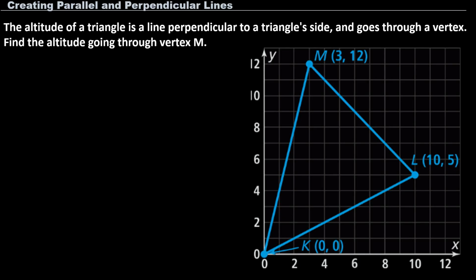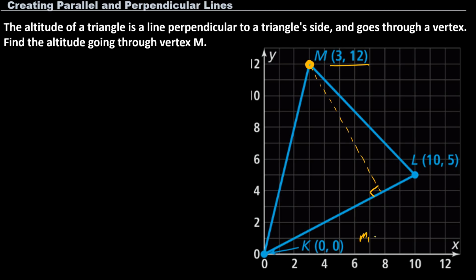And for our last problem, the altitude of a triangle is a line that is perpendicular to a triangle's side and goes through a vertex. We want to find the altitude that goes through M. So M is up here. There's its point. And that means that the line that's going through M, this altitude, is going to be perpendicular to this bottom line K to L. So just like last time, we need to find the slope of K to L so that we can get the perpendicular slope for this altitude that we're trying to create.